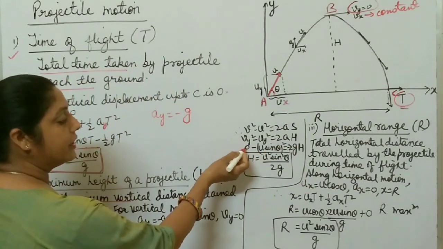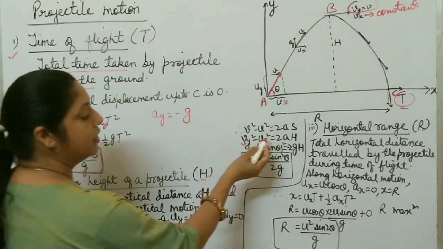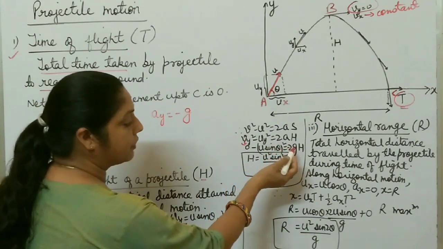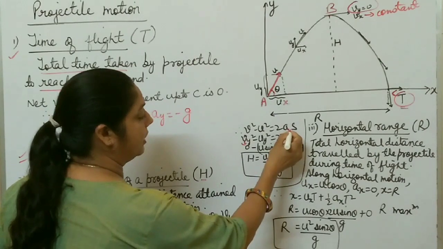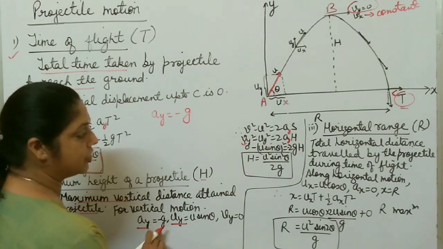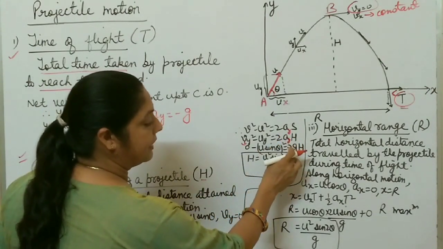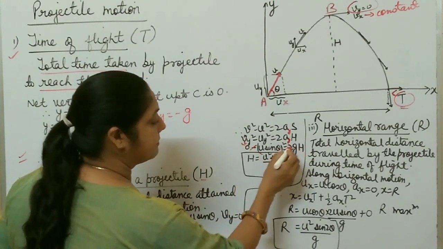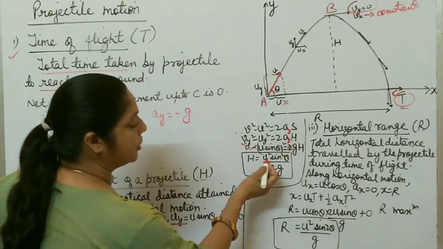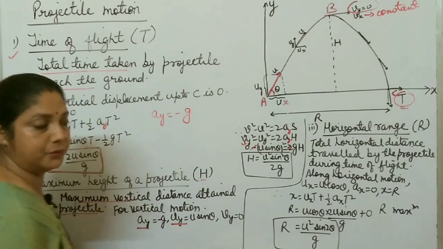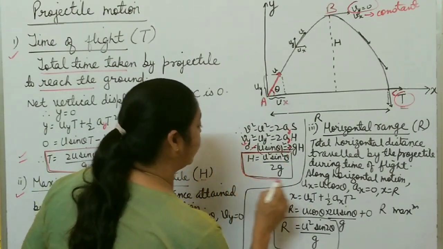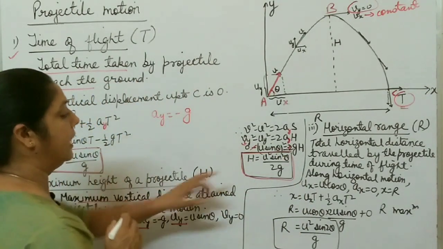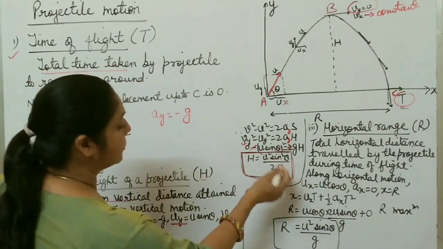Now Vy is what? 0. This becomes 0. Uy is u sin theta whole square, equal to a is what? a is along y. So ay is what? Minus g. So here you put ay as minus g, minus 2gH, minus minus cancel, H becomes u square sin square theta by 2g. This is the expression for maximum height attained by a projectile. H equal to u square sin square theta by 2g.